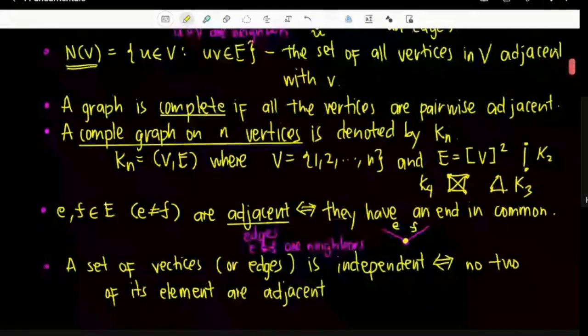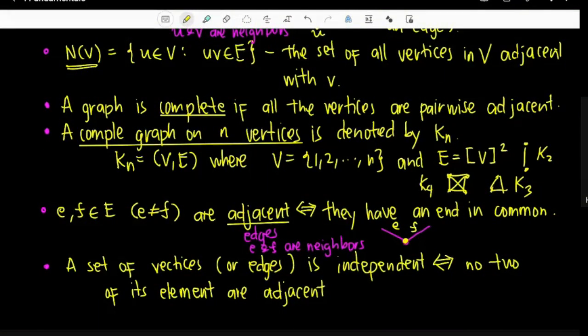Alright. E and F, so this time adjacency between two edges. Two edges are adjacent if they have a common vertex. Kanina, two vertices are adjacent if they share a common edge. So this time, two edges are adjacent if they share a common vertex. So, ang dalawang vertex magkapit-bahay pag may common edge sila. Ang dalawang edge magkapit-bahay pag may common vertex sila.